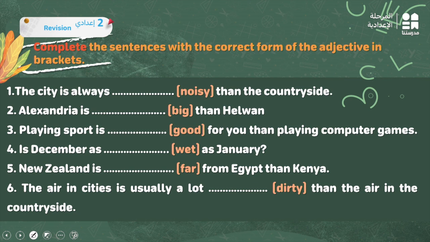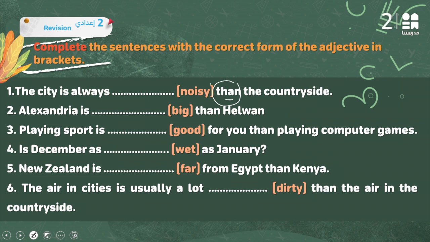The city is always noisier than the countryside. Countryside is the countryside and city is the city. So I shall add er to the adjective because I have than. Than is like a keyword or a sign for me to know that I must add er to the adjective, if it's of course a short adjective, but if I have a longer adjective, I add more. Okay? So is this a short or long adjective? Of course, it's a short one.